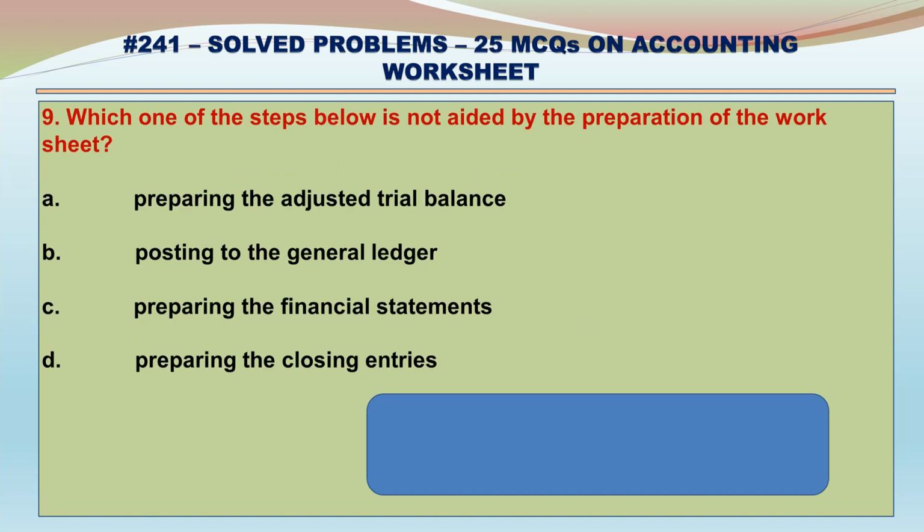9. Which one of the steps below is not aided by the preparation of the worksheet? Option A. Preparing the adjusted trial balance. Option B. Posting to the general ledger. Option C. Preparing the financial statements. Option D. Preparing the closing entries. Answer B. Posting to the general ledger.